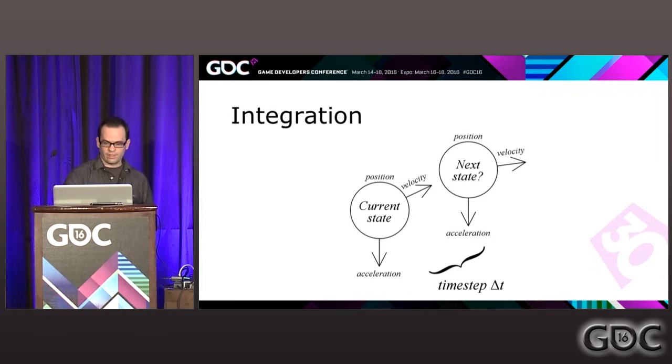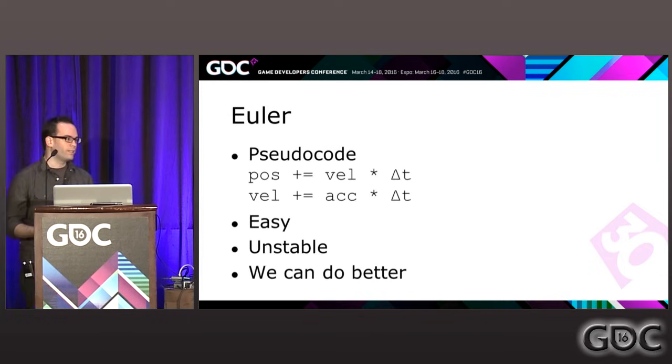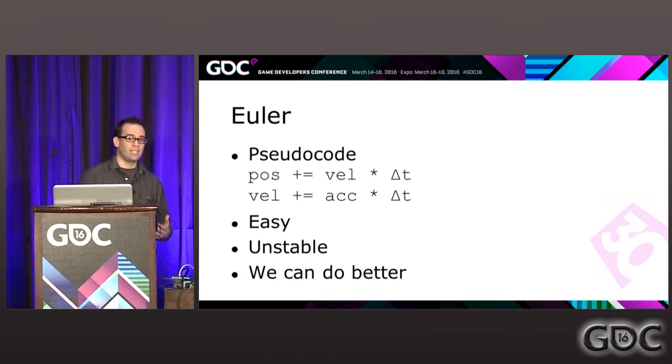So the easiest way to do this is with Euler integration. We increment our position by velocity multiplied by delta time. We increment velocity by acceleration multiplied by delta time. So this is easy to write, but it's not very stable. And in the worst case scenario, the player might perceive a difference in the way their character handles, for instance, if a lot of stuff is happening on screen and the frame rate drops. And those are the sorts of inconsistencies that we would like to avoid.